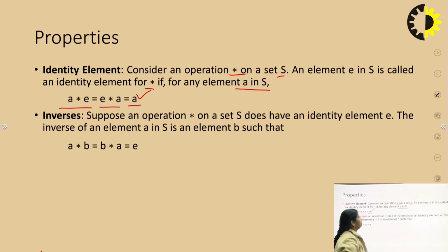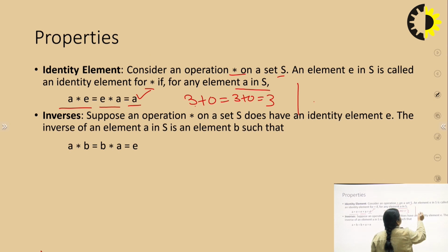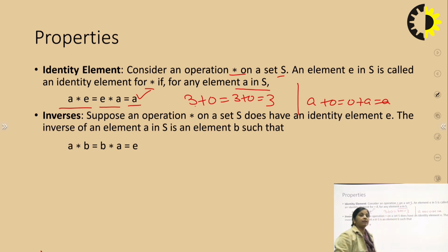For example, if I take the set of integers and the operation is addition and I take 0, I add 0 to anything. The element to which we are adding 0 we will get in the answer. Any value we can take. In general, a plus 0 is equal to 0 plus a. So in short, we can say 0 is the additive identity.